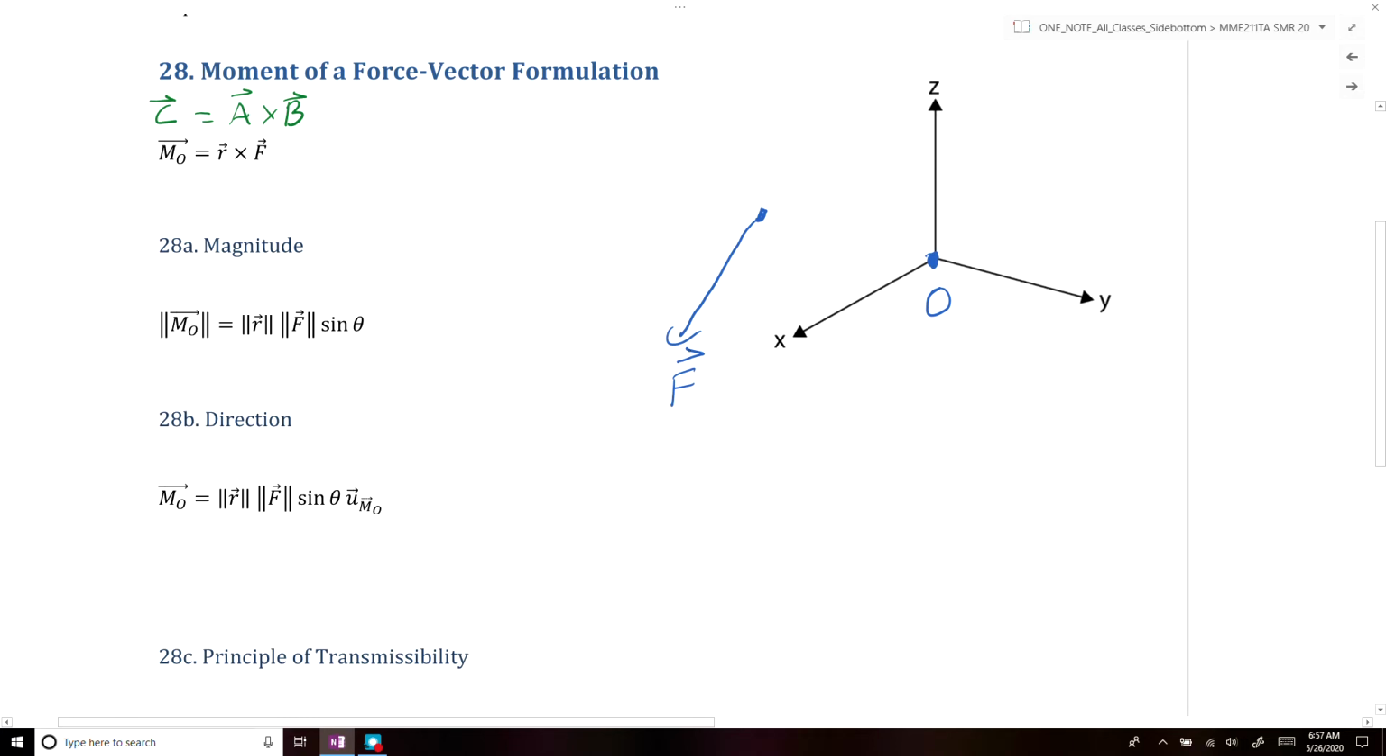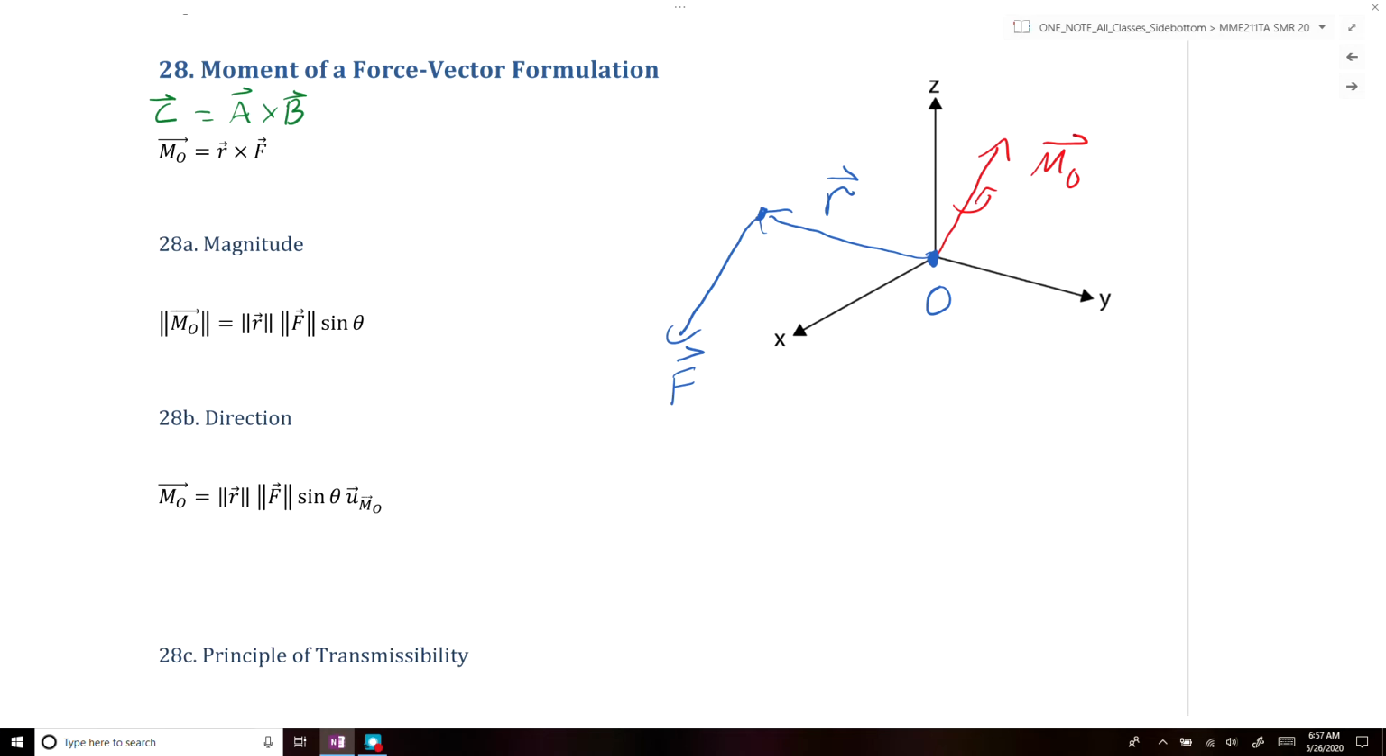We can calculate the distance from that point O to where our force is being applied. That distance we can define using a position vector, vector r. Then if we take the cross product of vectors r and F, we'll get a couple moment, or a moment at point O, that will be perpendicular to both r and F.